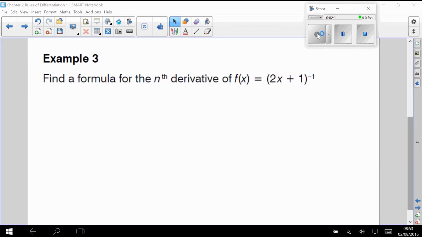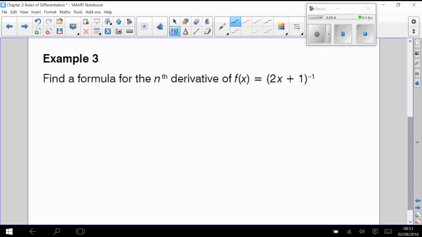Now that we know a bit about factorial notation, we're ready to investigate the nth derivative of f of x. Now with any investigation, if I want to find the nth derivative, I cannot start there because that's the most difficult derivative of all. I must start right at the beginning, and so the first derivative is the first one that I need to find.